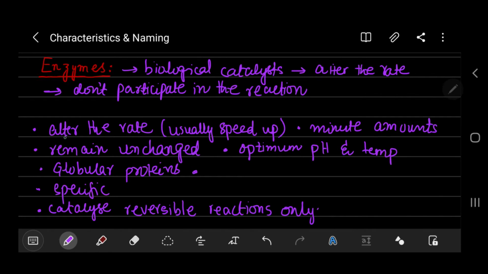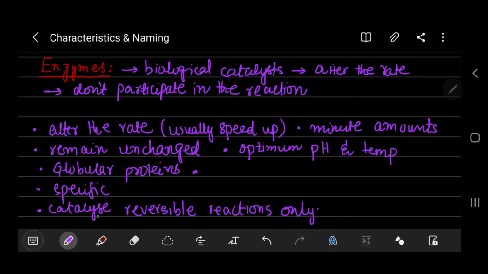So let's look at the characteristics of enzymes. The first one is basic: they alter the rate of a chemical reaction, and usually they speed up the rate. Then they remain unchanged at the end of a reaction. They are all globular proteins in nature and hence they are soluble in water, and they are all specific in nature.